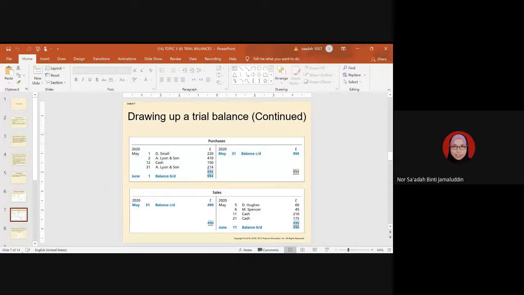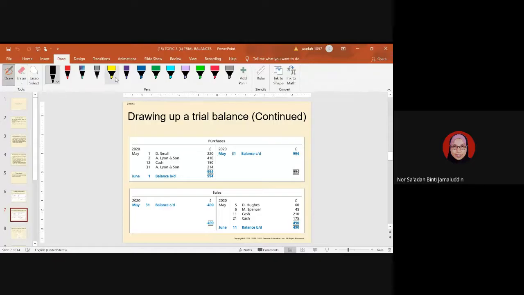We balance, the first one is we put all the balancing figure here as a balance carried down. The date of the balance carried down must be the last date of the current month. So from here, we post all the balance CD to the balance BD. Nak post dia must be ada side lah. Balance CD credit, balance BD must be debit. You must record it in the next month, on the first date of the next month.